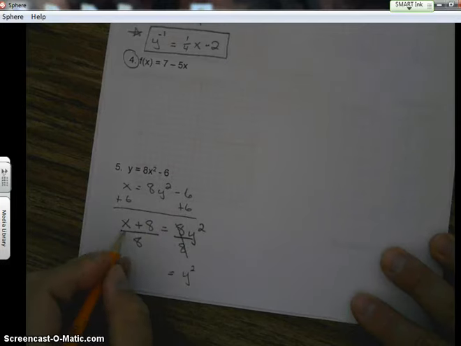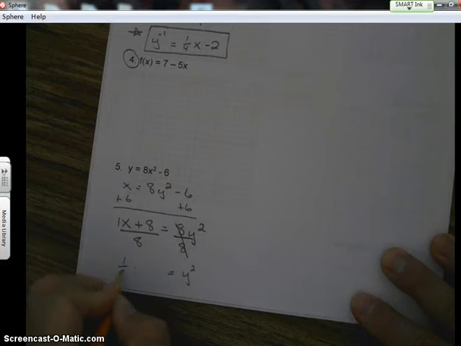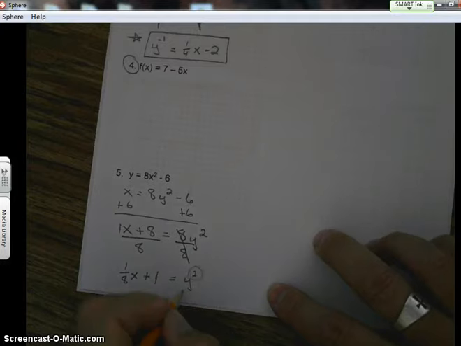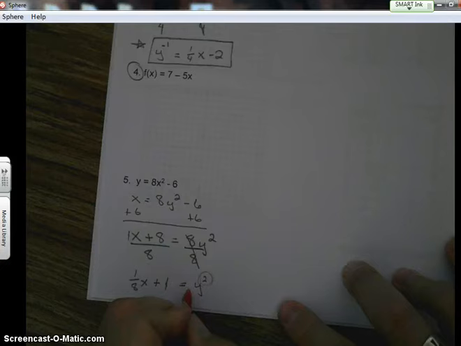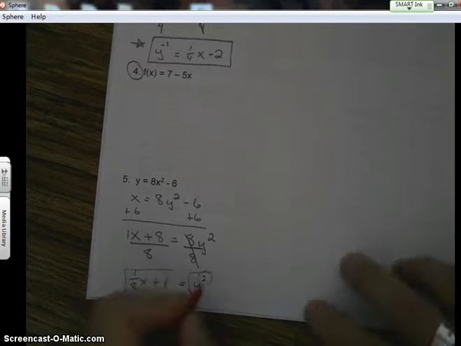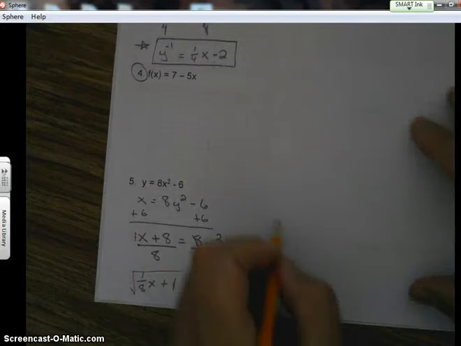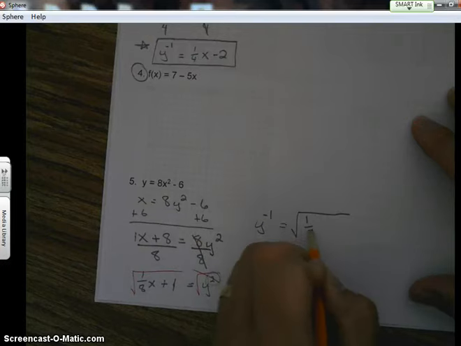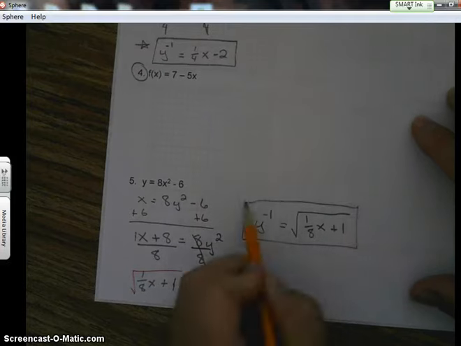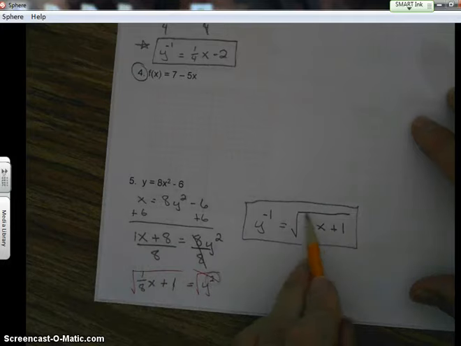I'm going to go ahead and break this up. So this is going to be 1/8 x. 8 divided by 8 is 1. And then finally, we need to get rid of the square. The inverse or the opposite of squaring is square rooting. So to undo the square, we're going to square root both sides. Okay? So what happens is the square and the square root cancel out. And now we have our inverse function. So notice that the inverse of a quadratic is a square root function.